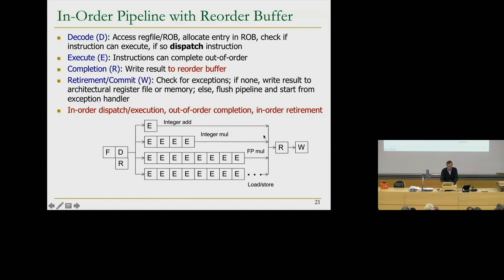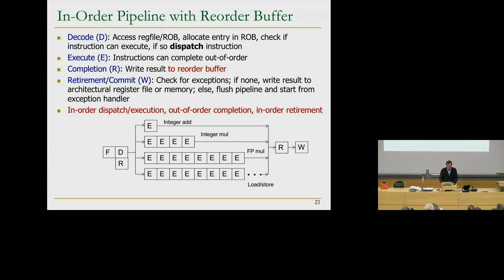And there's a state machine at the end that checks for the oldest instruction in the reorder buffer. If the oldest instruction is ready, and if it doesn't have any exceptions, its result is written in the architectural register file or memory. Otherwise, if there's an exception, when the oldest instruction is ready, you flush the pipeline and start from the exception handler. And this works beautifully.